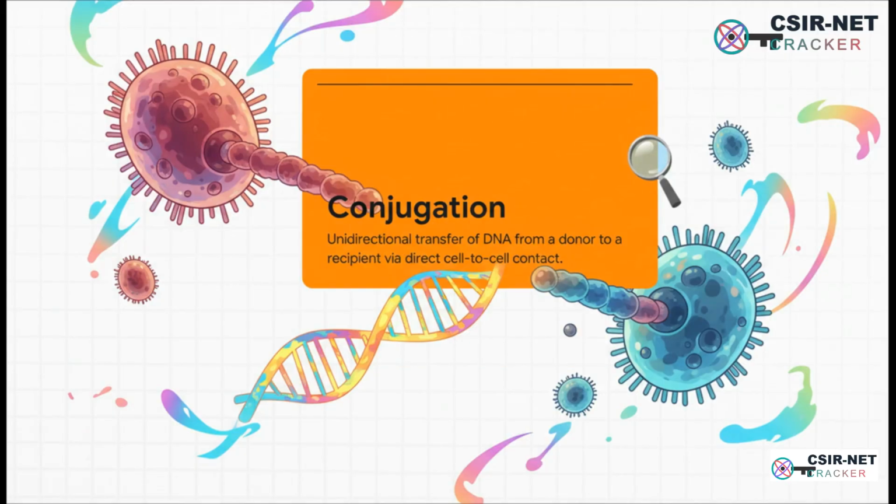Next up is conjugation. You can think of this one as a direct bacterial handshake. One cell, the donor, physically connects to another one, the recipient, and passes a piece of its DNA right across. It's a very deliberate, one-way street for transferring genetic info.